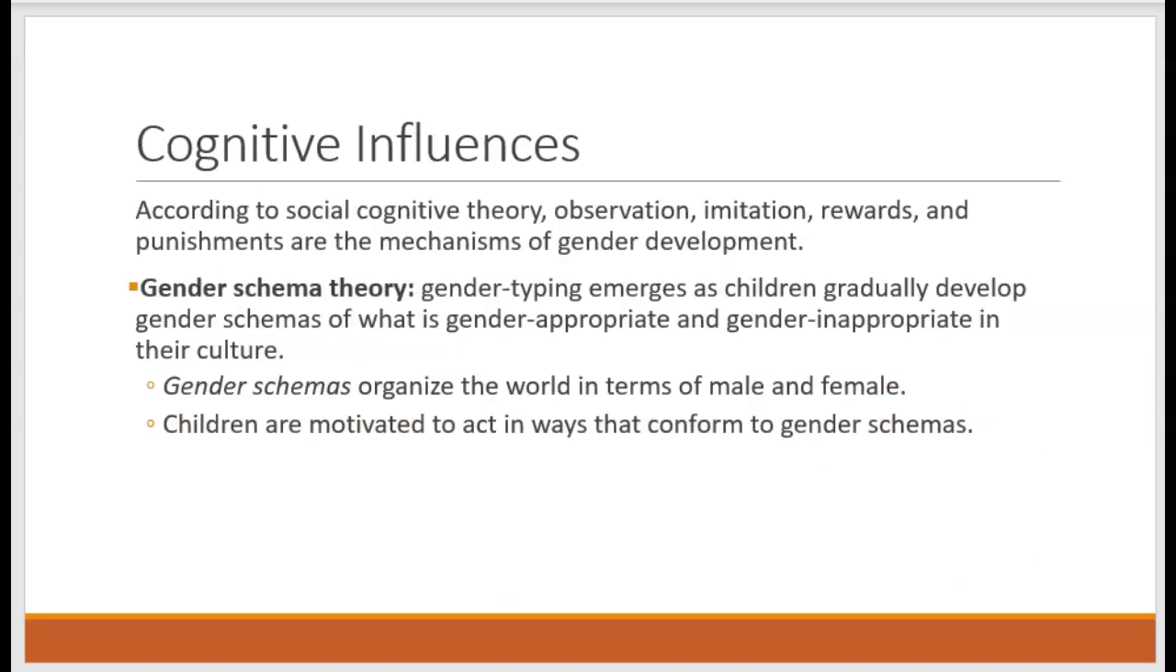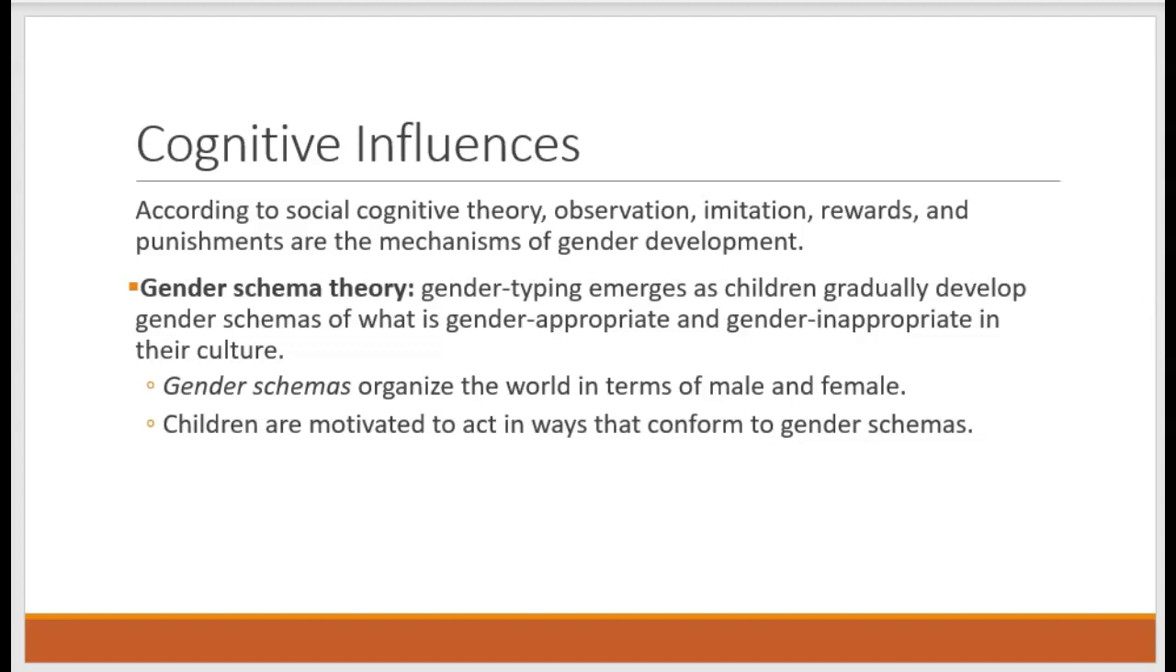This brings us to cognitive influences on gender. According to social cognitive theory, observation, imitations, and rewards and punishment are the mechanisms of gender development. It's just the process of how this actually happens. And what's going on there is that through that process, children are developing gender schemas. Gender schema theory says that gender typing emerges as children gradually develop gender schemas of what is gender appropriate and gender inappropriate behavior or characteristics in their culture.